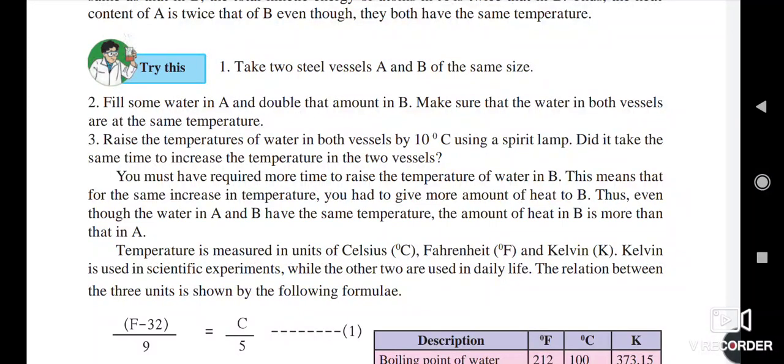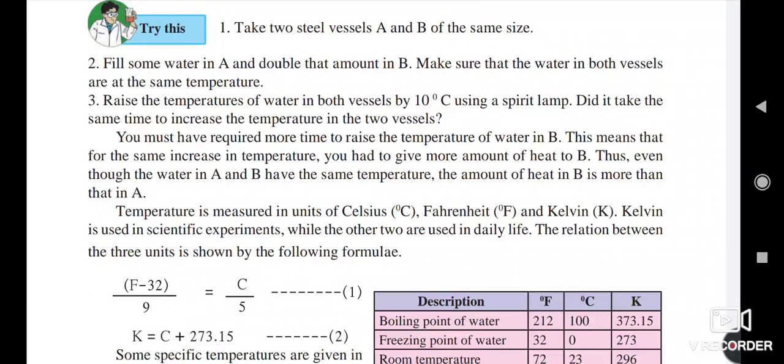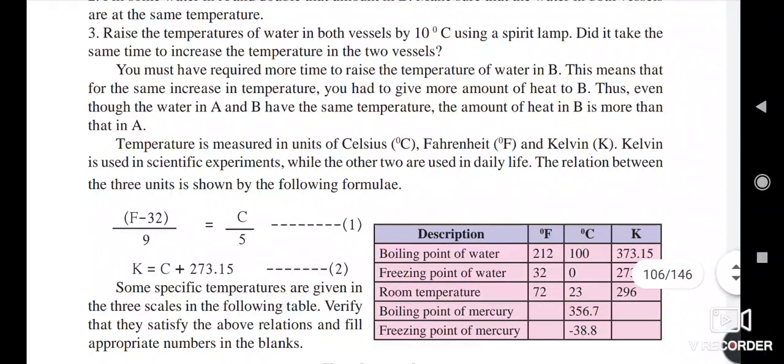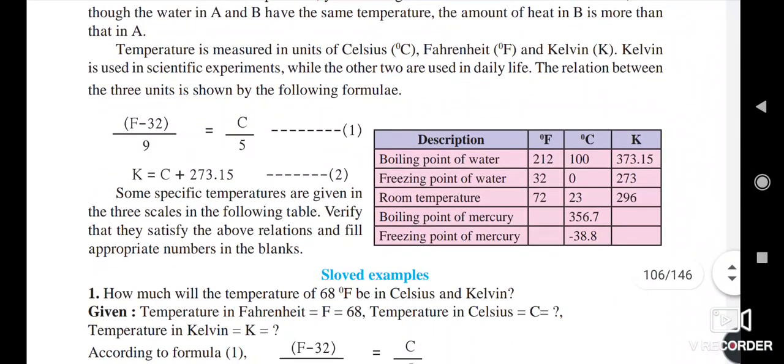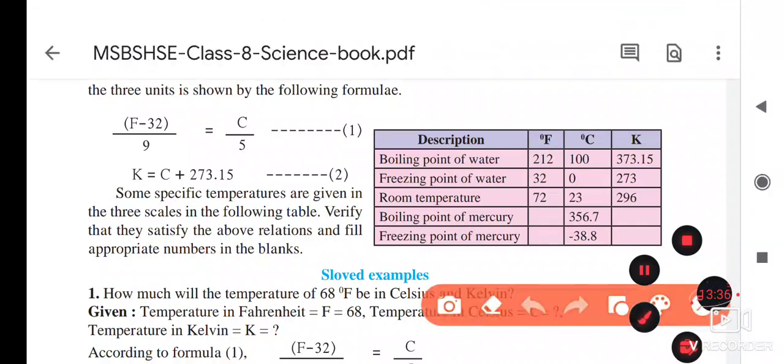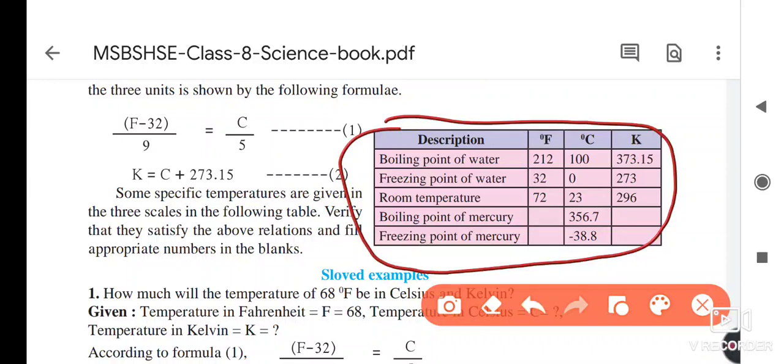Temperature is measured in the units degree Celsius, degree Fahrenheit, or Kelvin. Kelvin is used in scientific experiments, while the other two are used in daily life. The relations between the three units are shown with the formula and in this table. So in this table we see the relations between Fahrenheit, degree Celsius and Kelvin.